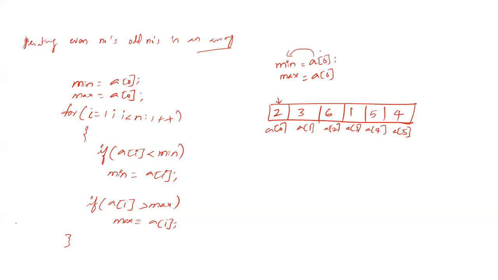What is the a of 0 value? 2. So now the minimum value is equal to 2. Next, a of 0 is assigned to max. Now the max value is equal to 2. Okay. So now I'm starting with i value 1, i less than or equal to n. Here n value is equal to 6 actually. So 6 elements are there, n value is equal to 6.